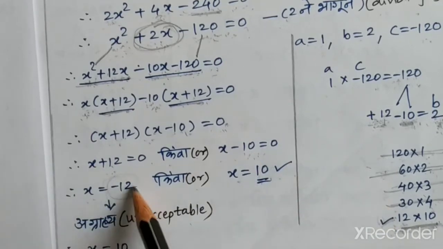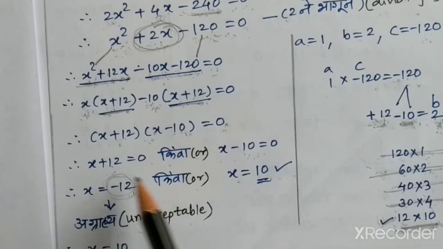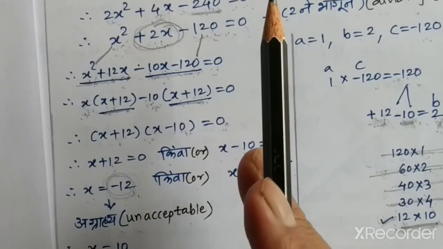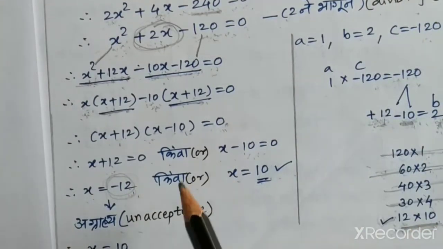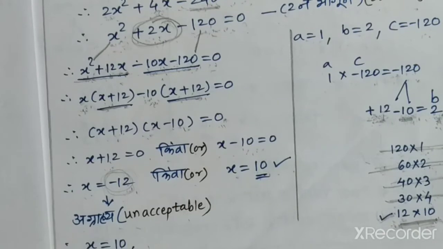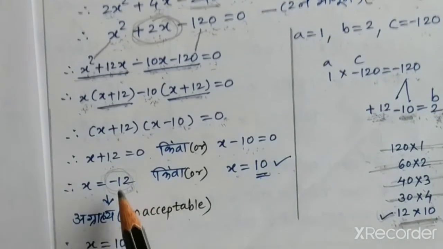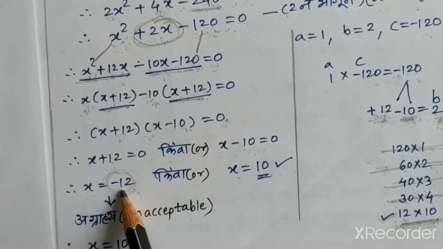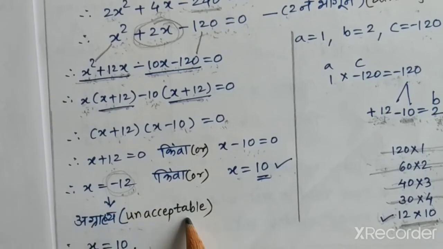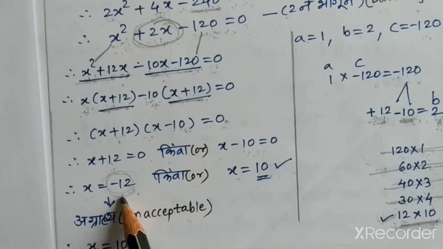But here minus 12 is not a natural even number, because we have considered that x and x plus 2 are the two consecutive even natural numbers, and we know that a natural number is not negative. So here a negative number has occurred. So minus 12 is not a natural number. So this is unacceptable, meaning this number is not acceptable.